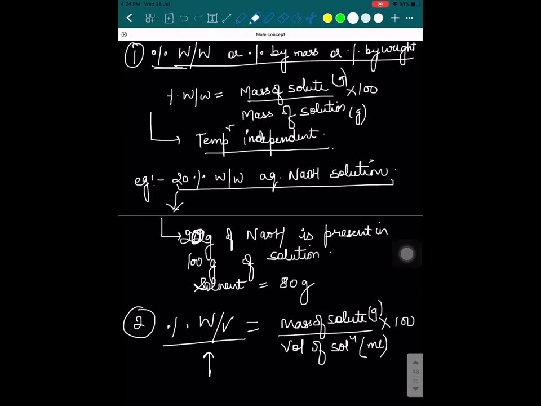And this is a temperature dependent term. Whenever you divide by volume in the denominator, that quantity will always be temperature dependent. Why? Because volume is the thing which depends on temperature. Mass will remain the same. Mass will not change with temperature. It is the volume that is changing. In general, when we increase the temperature, volume increases. So percentage weight by volume will decrease, isn't it? Now write it down.